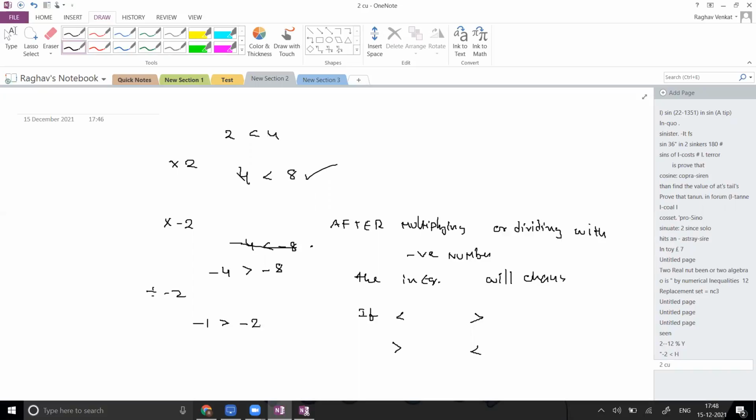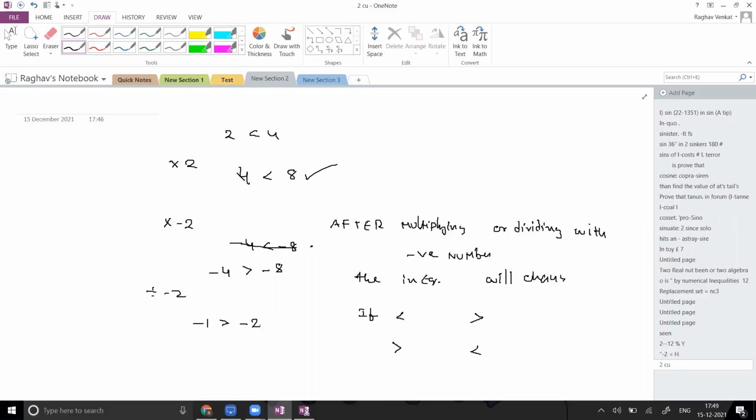Rest of the rules, whether you keep them in mind or not is not a problem, because it is almost the same as equalities. However, when it comes to inequalities, this particular statement you have to keep in mind: when I am performing any division or multiplication operation with negative numbers, the symbol will reverse. If it is less than, it will become greater. If it is greater, it will become less than. So that is one of the important things.